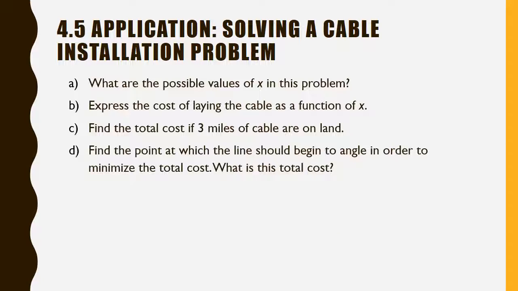Okay, so what we're going to do is figure out the possible values of X in the problem. We're going to express the cost of laying the cable as a function of X. We're going to find the total cost if 3 miles of cable are on land. And we're going to find the point at which the line should begin to angle in order to have the least cost, and what that cost would be. All right. Now, if you're feeling very adventurous, pause the recording and see how many of these you can get through, and then resume to see how you did.